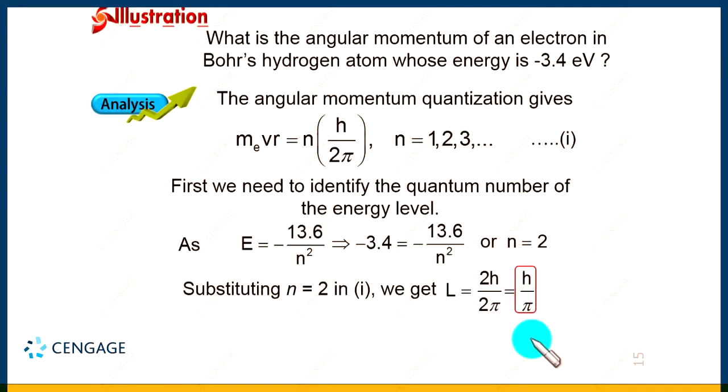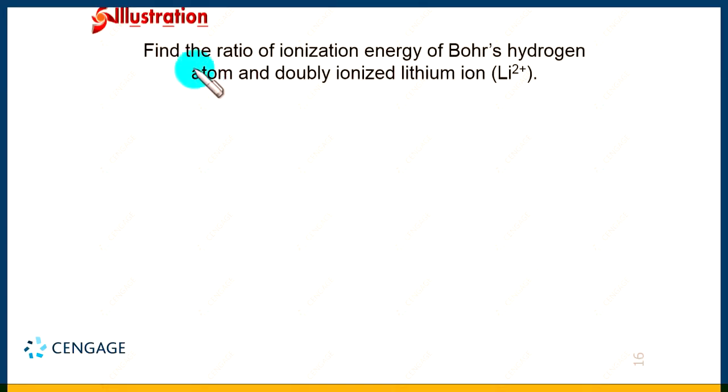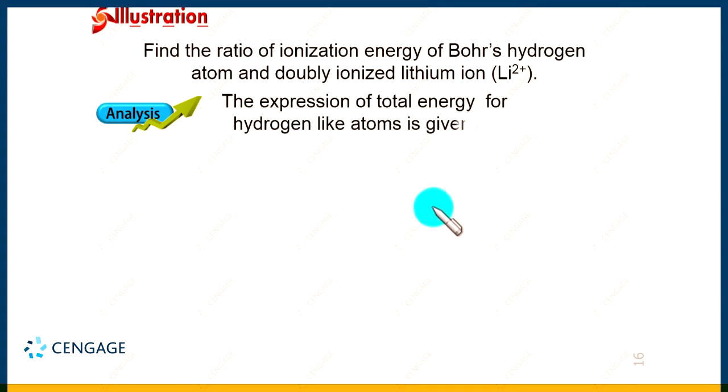Now let us move to the next illustration. In this illustration, we need to find the ratio of the ionization energy of the Bohr's hydrogen atom and doubly ionized lithium ion, right? This one. And we know the total energy of a hydrogen like atom. We have the formula, that is equal to minus 13.6 Z square divided by n square, and this energy is always in electron volt. So, let us write this expression, this one, right.